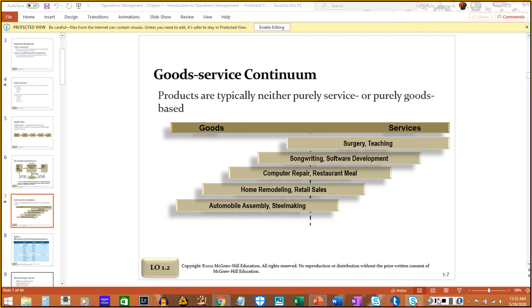So I have a question for, I guess, Josh. You can answer this for me. Does Facebook provide goods or services?